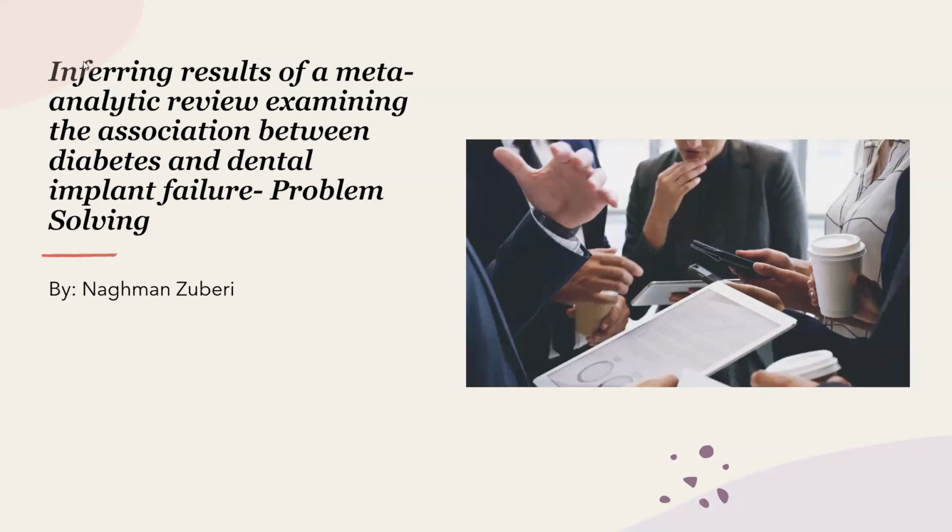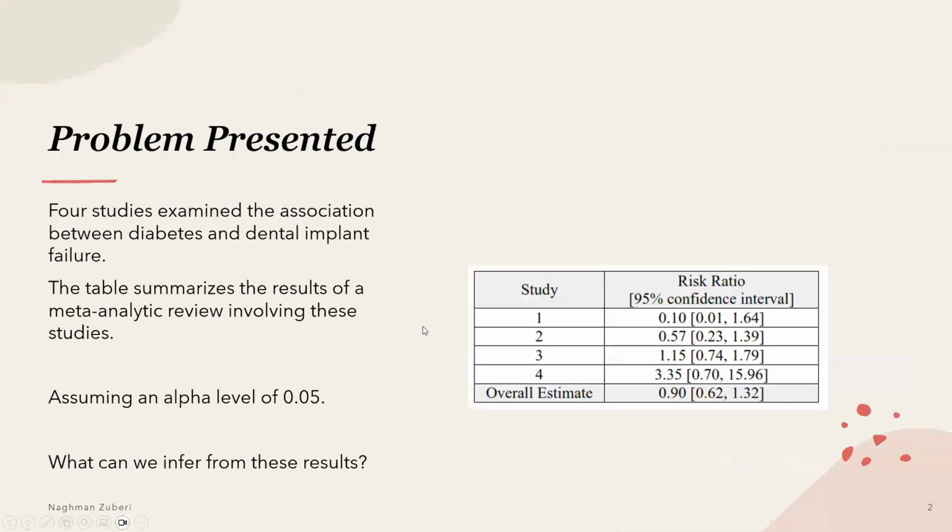Okay, so this is about that problem which was presented to me about inferring the results of a meta-analytic review examining the association between diabetes and dental implant failure. The problem presented was that 4 studies examined the association between diabetes and dental implant failure. This table summarizes the results of a meta-analytic review involving these studies.